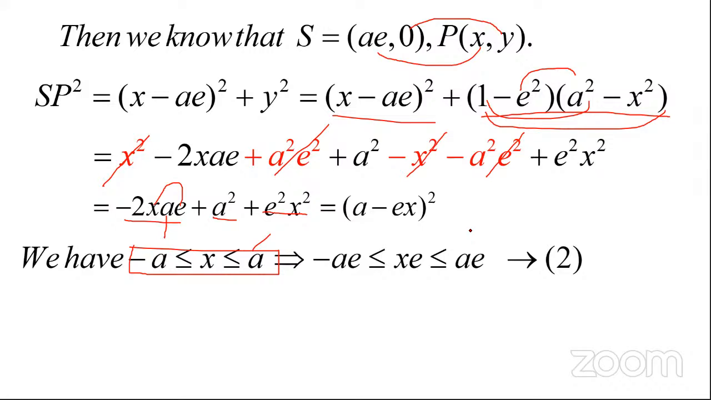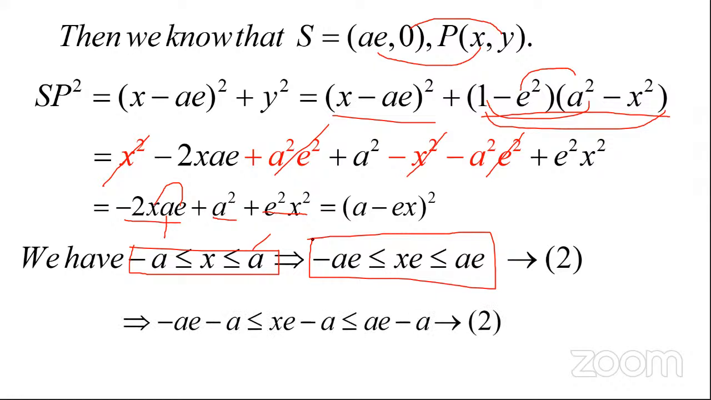So this is equation number 2. I'm repeating once again: minus ae is less than or equal to xe is less than or equal to ae. So this is equation number 2. And also, next, taking the subtraction of a from the equation.